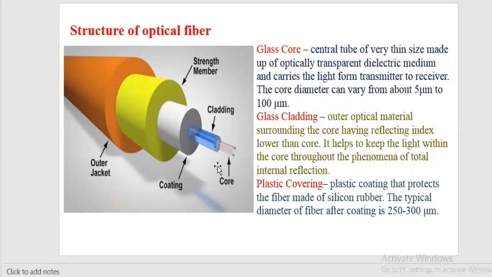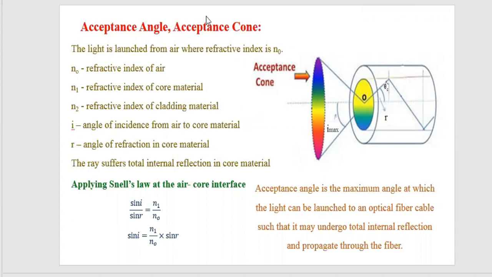This is the structure of the optical fiber. It consists of the core at the center, through which the light rays pass, and cladding surrounding the core material, which has a lower refractive index than the core. Now, the rays should enter into this core material such that at the core-cladding interface the angle of incidence is greater than the critical angle, so that total internal reflection takes place.